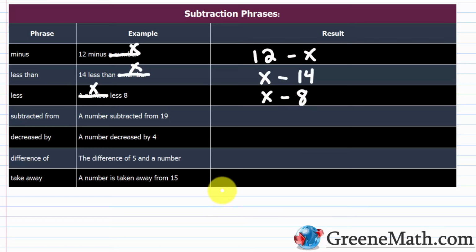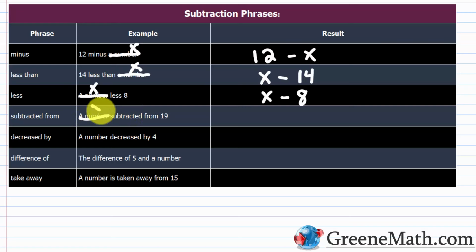Okay, another one is subtracted from. So again, a number subtracted from 19. So let me line this out and put x. So we have x subtracted from 19. So pay attention there. It's subtracted from 19. So I'm starting with 19, and I'm subtracting away x. Okay, so this is 19 minus x. Then we have decreased by. So a number decreased by 4. So let's line out a number and put x. So if x is decreased by 4, it's just x minus 4.